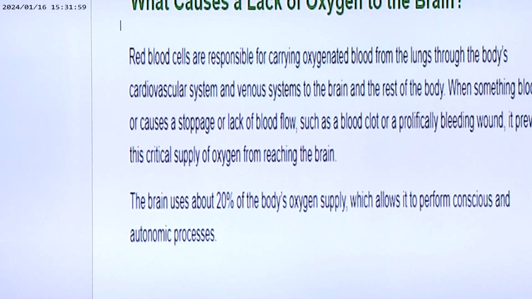What causes a lack of oxygen to the brain? Red blood cells are responsible for carrying oxygenated blood from the lungs through the body's cardiovascular and venous systems to the brain and the rest of the body. When something blocks or causes stoppage or lack of blood flow, such as a blood clot or a peripheral bleeding wound, it prevents this critical supply of oxygen from reaching the brain. The brain uses about 20% of the body's oxygen supply, which allows it to perform conscious and autonomic processes.